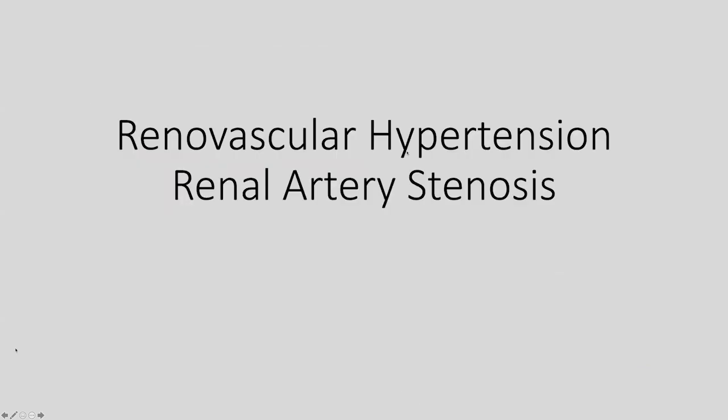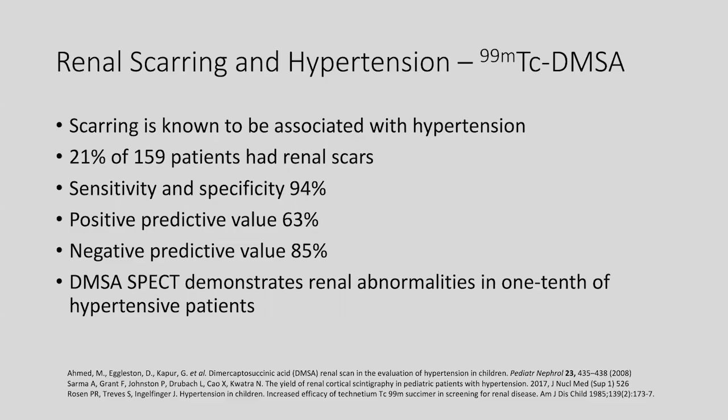So in the case of renal vascular hypertension, where the patient may be suspected of a renal artery stenosis, DMSA plays a role. Renal scarring is known to be associated with hypertension. 21% of a number of patients have renal scars.